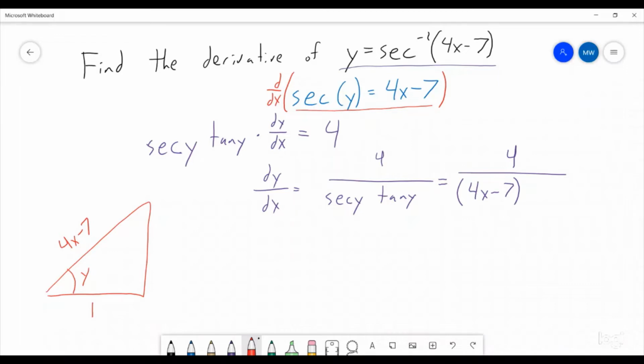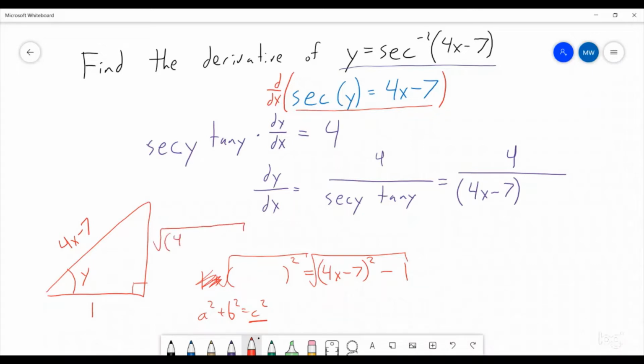Well, remember, these are the sides of a right triangle, so we can use a squared plus b squared equals c squared, where c is the hypotenuse. That means we get 1, because 1 squared is 1, plus whatever we have squared needs to be equal to 4x minus 7 squared. Well, if we just subtract the 1 over, then we can just take the square root of that. So we are going to have this last side be the square root of (4x minus 7) squared minus 1.